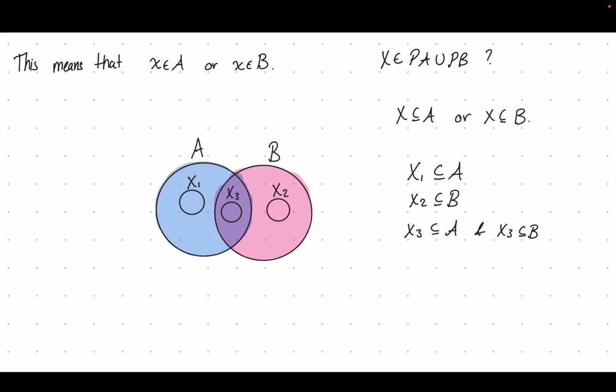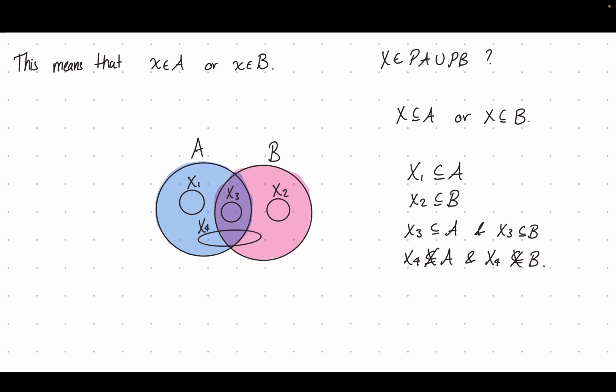But there's also a different case, right? If X is in the union of A and B, then the elements in X can be spread out throughout anything. So something like this, for instance, I'm going to call this X4. X4, sadly, is not a subset of A, and X4 is not a subset of B, right?